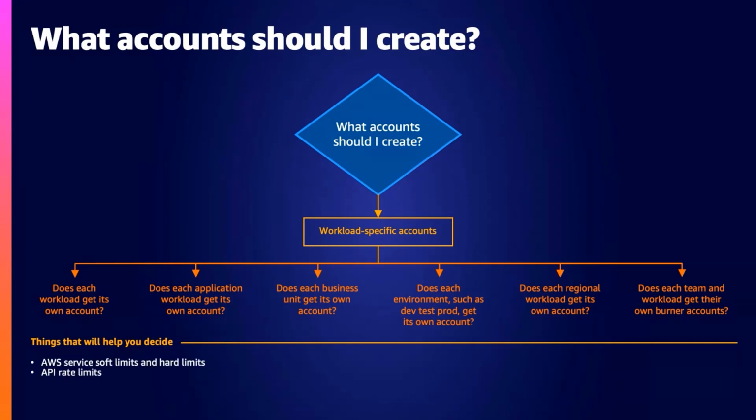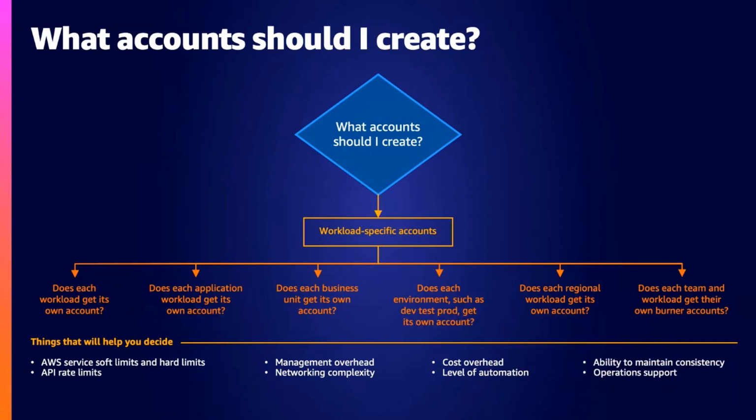And some of them would be looking at the AWS service soft limits and hard limits, or the API rate limits. It could be the management overhead with too many accounts and the network complexity that comes with too many accounts. It's the cost overhead and the level of automation that is needed, and also the ability to maintain consistency and also maintaining operations across multiple accounts.